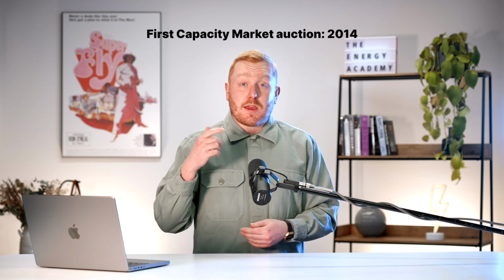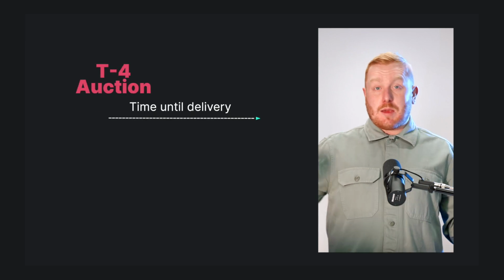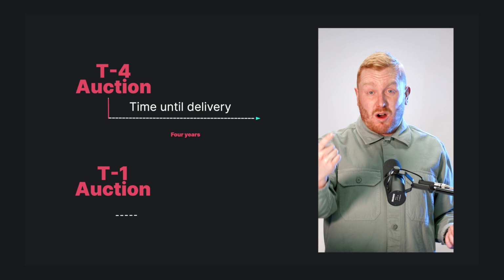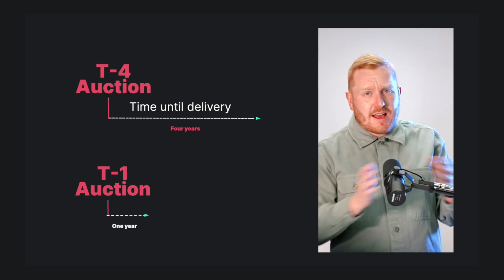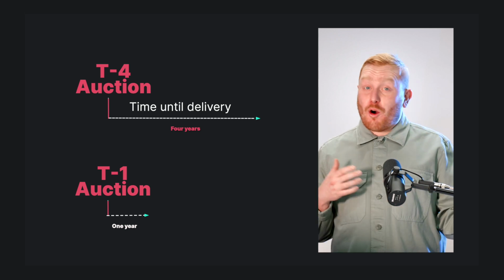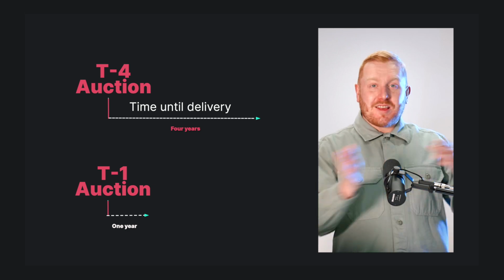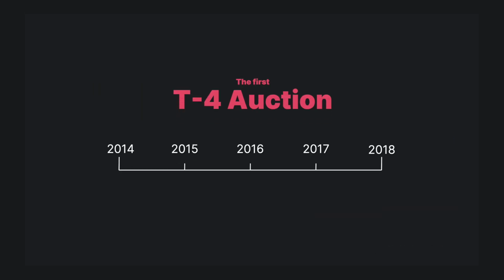The first capacity market auction took place in 2014. Each year, there are two capacity market auctions, called the T-4 and the T-1 auctions. The numbers here just refer to the amount of years ahead of schedule that the capacity is being obtained for. Therefore, the T-4 auction is for delivery 4 years later, and the T-1 auction is for delivery the following winter. So, the first T-4 auction that took place in 2014 was actually for delivery in the winter of 2018-2019.